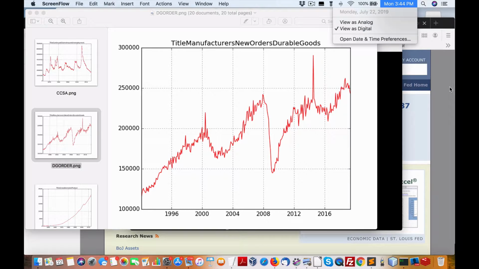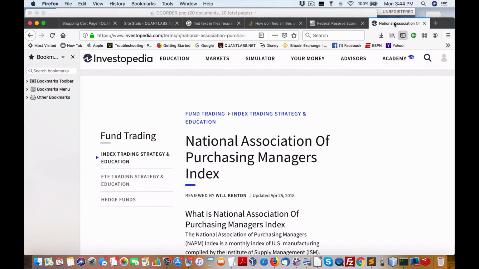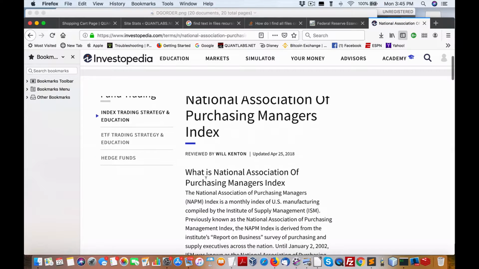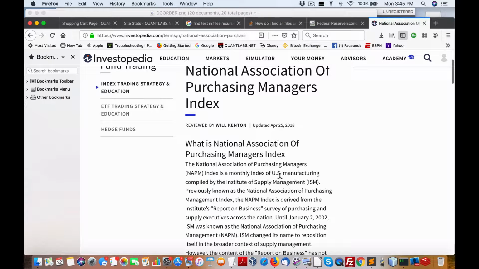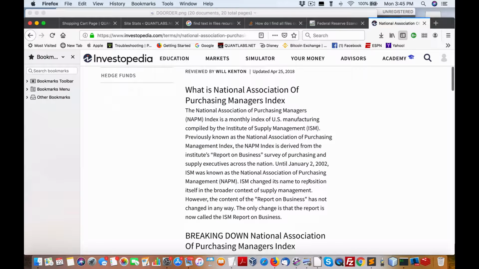What I'm about to show you are a bunch of charts that were generated from the following data sources: what we call the Federal Reserve Bank of St. Louis, the U.S. Fed, and this is the FRED Economic Data web portal. And the other data that you're going to get is from what we call the National Association of Purchasing Managers Monthly Index of U.S. Manufacturing, compiled by the Institute of Supply Management, ISM, and they put out some charts as well in terms of manufacturing. So let's get to the charts.